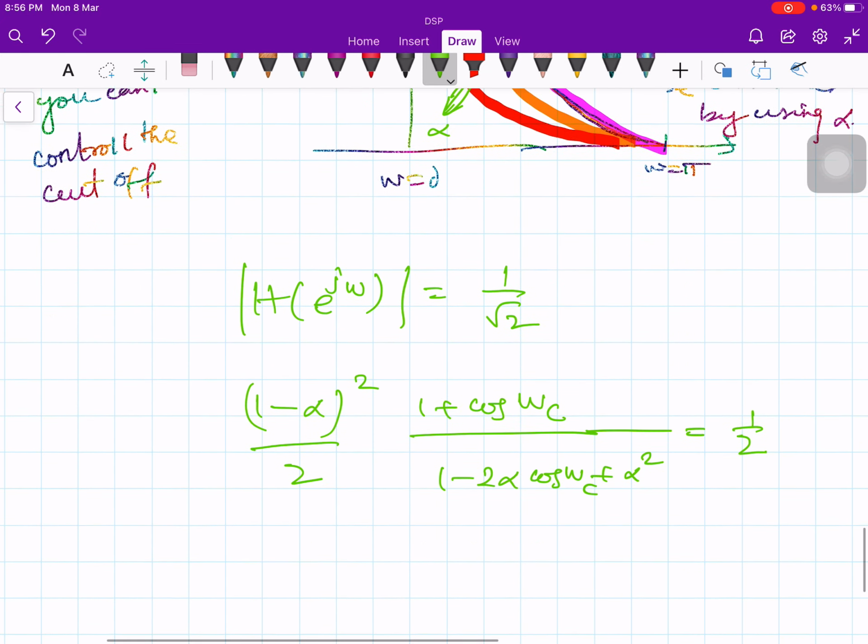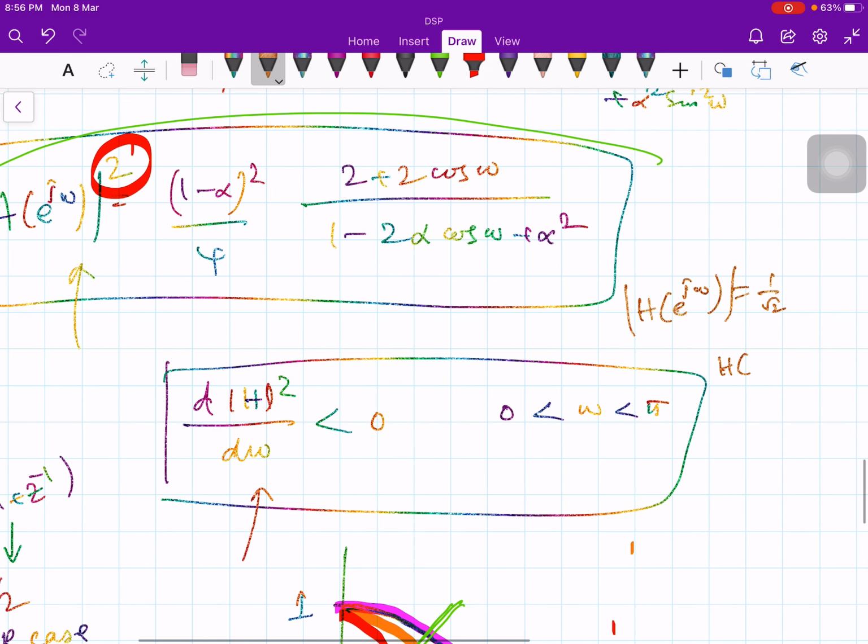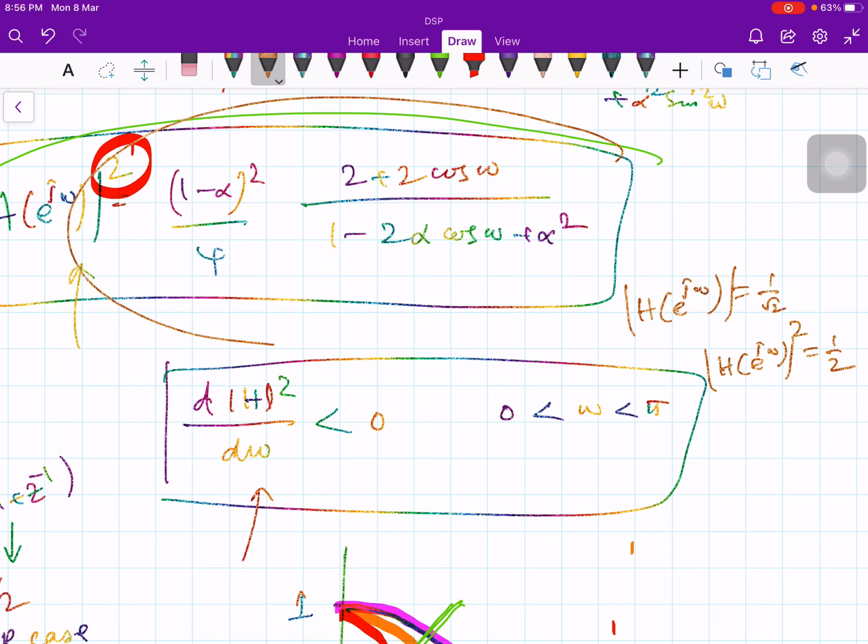Okay, so I'm writing this expression, and notice here the expression is the magnitude squared. So then I'm equating the magnitude of H of e to the j omega to 1 by root 2. Then what about the magnitude squared? Square on both sides, it becomes 1 by 2. So that is why this expression is equated to 1 by 2.